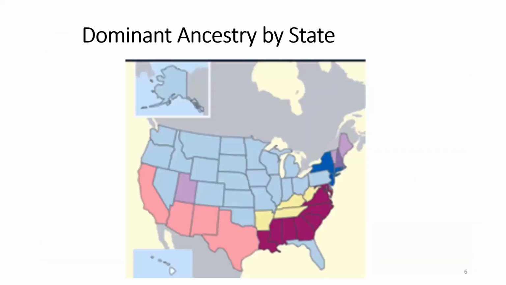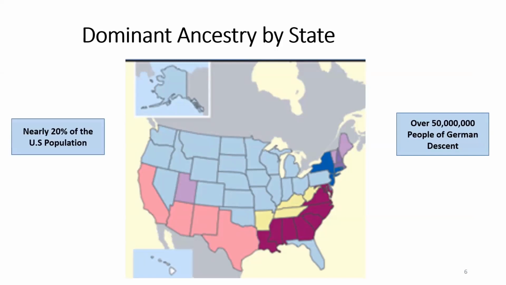This slide shows the predominant country of ancestry for each state. So 23 out of the 50 states were predominantly of German descent. From this census, the statistics indicated that there were more than 50 million people in the United States with German ancestors. This was just under 20% of the total US population. It's interesting to note that Germany today has 66 million people of German descent, just 16 million more than what we have in the United States.